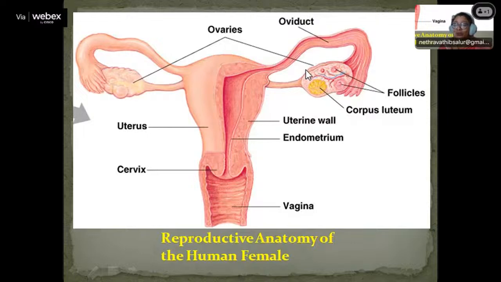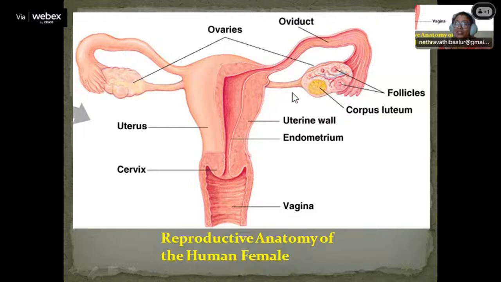Now, the speciality of the oviduct is that it is internally lined by ciliated columnar epithelium. My question is, what is the lining present in the oviduct? Is it columnar or ciliated? Anyone, please answer. The answer is ciliated columnar epithelium. Why? Because they have to carry the egg from the ovary towards the uterus. That is why they have ciliated columnar epithelium.